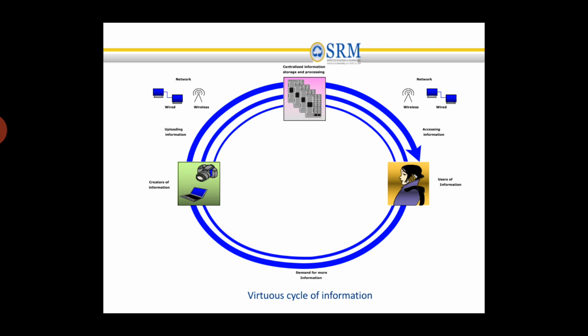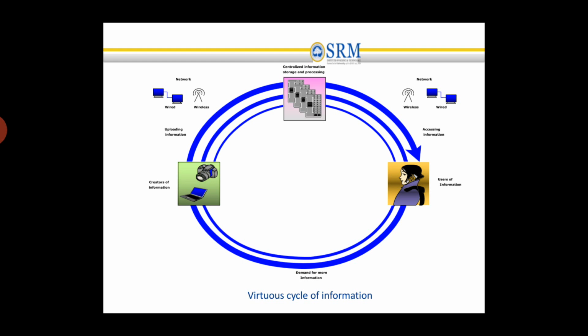On the right side you can see a human photo. The users of the information need the data, so they can access the information from the centralized storage. Once they have received it and want to create further information, based on the demand, the information can be created and forwarded again through the creating media, and again it will be stored in the centralized storage. It's a kind of cycle, so it is called the virtuous cycle of information.